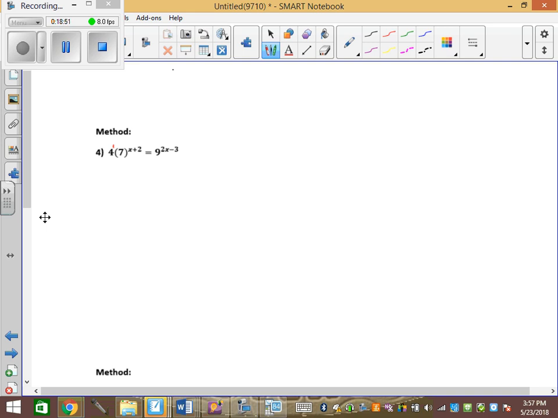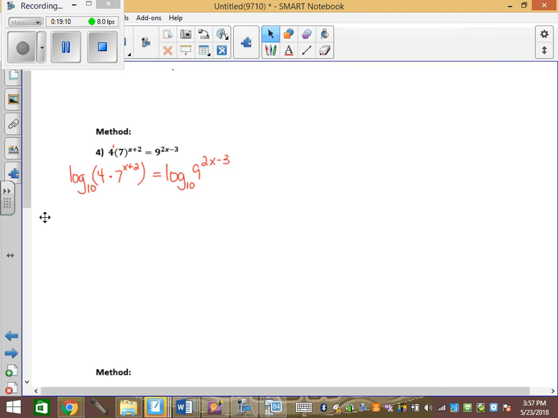And when I told you to do this, I always told you to log base 10. So log base 10 of 4 times 7 to the x plus 2. Remember you have that extra step in here if you have that 4 in front. Log base 10 of 9 to the 2x minus 3. The only reason why I tell you to use base 10 is to try and get people to stop making the 4 and the 9 as your bases. So this one I can split by addition. That's that extra step you have to do when you have that 4 in front.